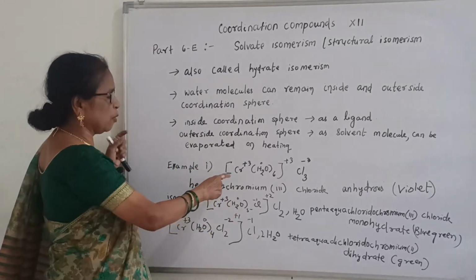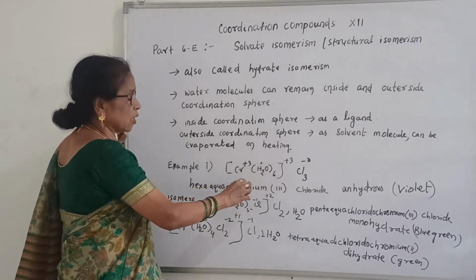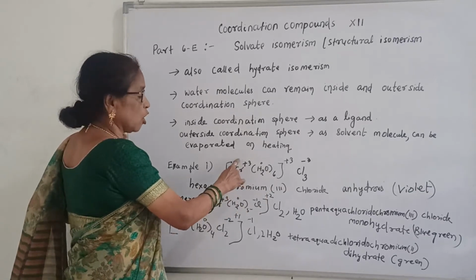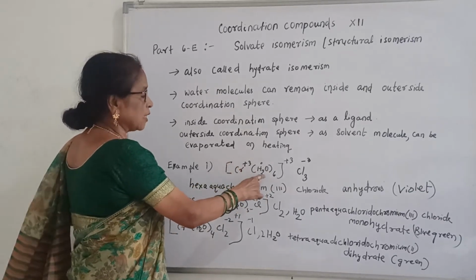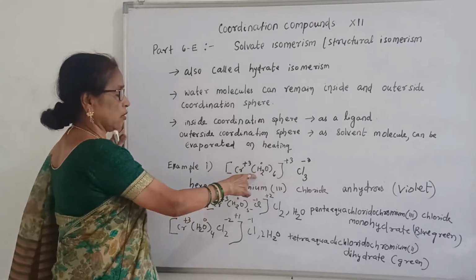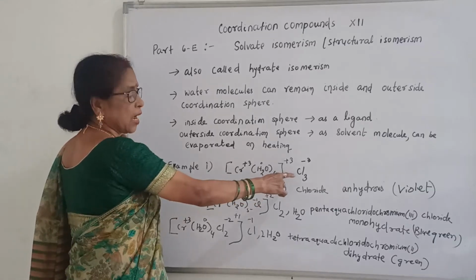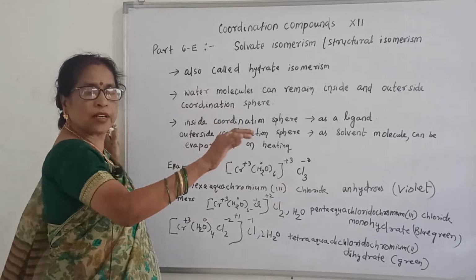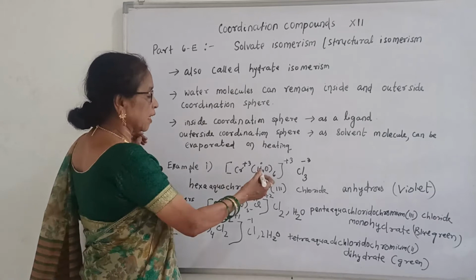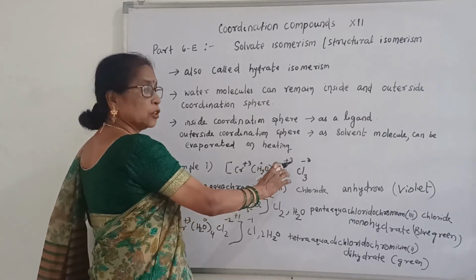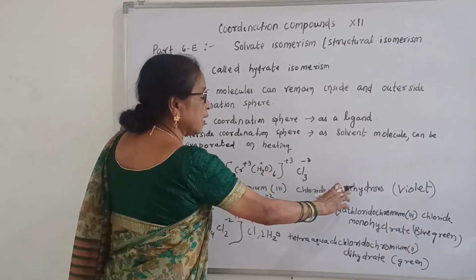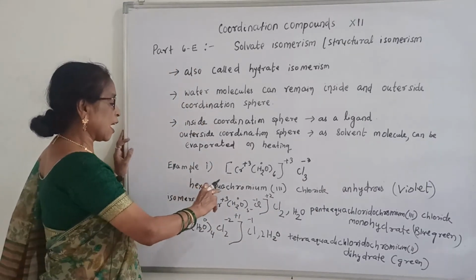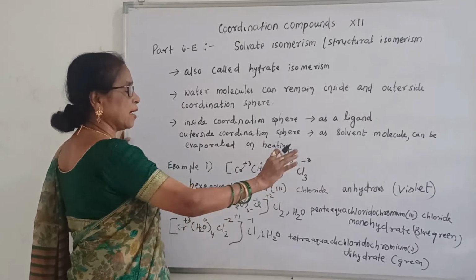Now see this example: six water molecules are bound to the central metal chromium, whose oxidation number is 3. This is hexaaquachromium(III) chloride. Hexaaquachromium(III) chloride has no water molecule outside the sphere. That is why it is called anhydrous. The color is violet. Hexaaquachromium(III) chloride, anhydrous.